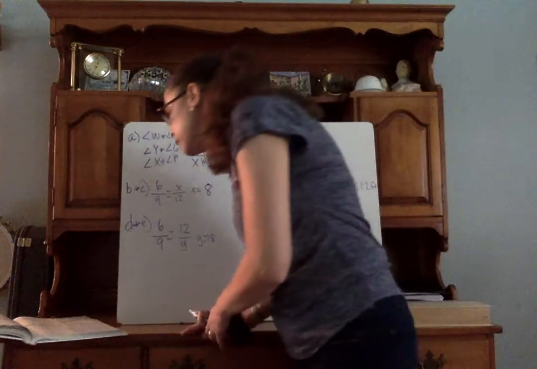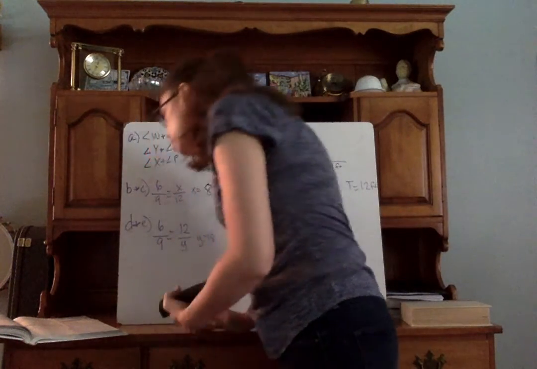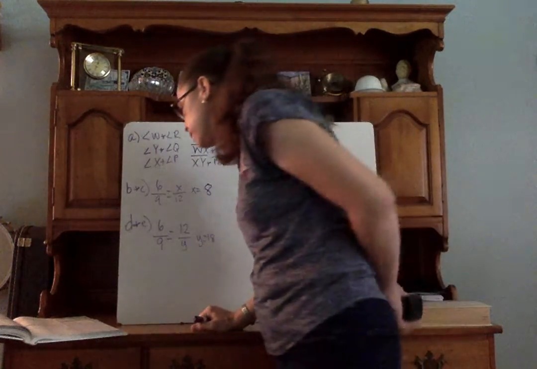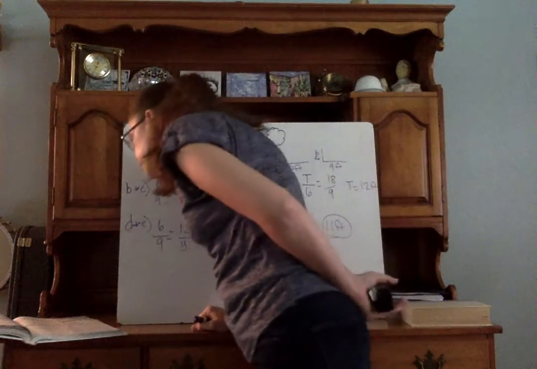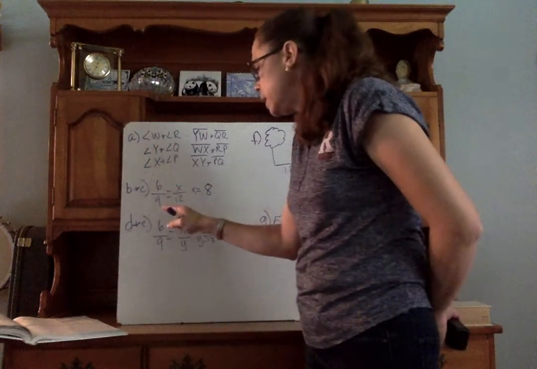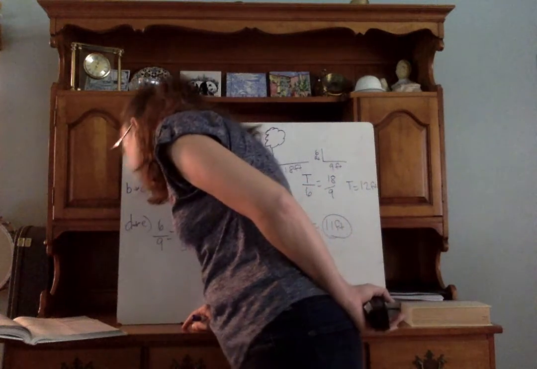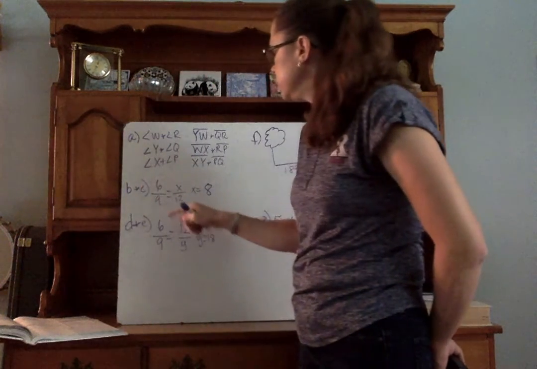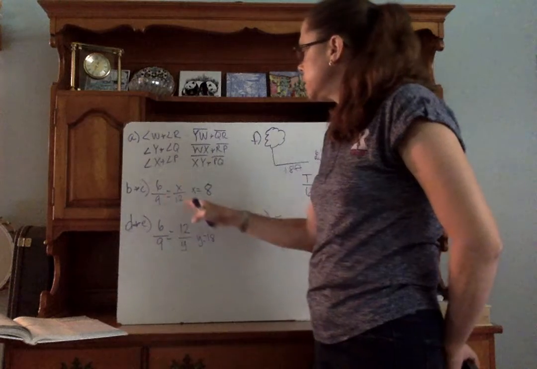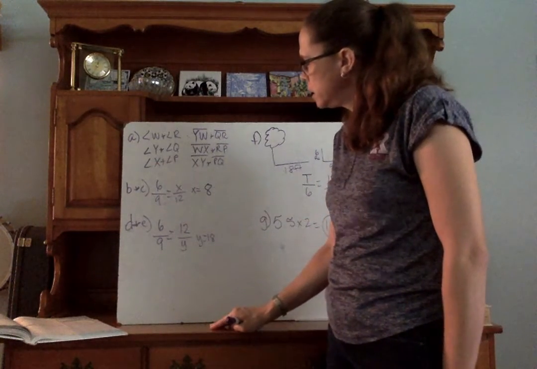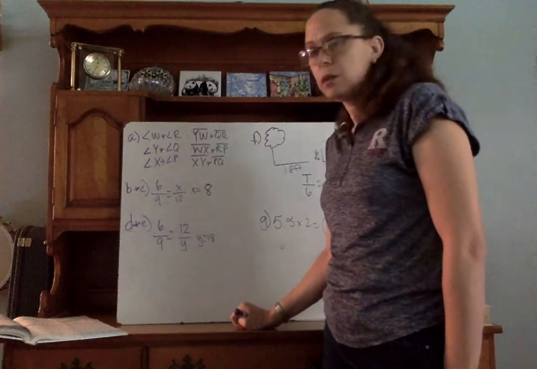Okay, so on B and C, we're using those two triangles they've drawn. We can see that they are similar. So I said 6 is to 9 as X is to 12. Okay, 6 is to 9 as X is to 12. I did my cross products. 72 equals 9X. Divide by 9. X is equal to 8.